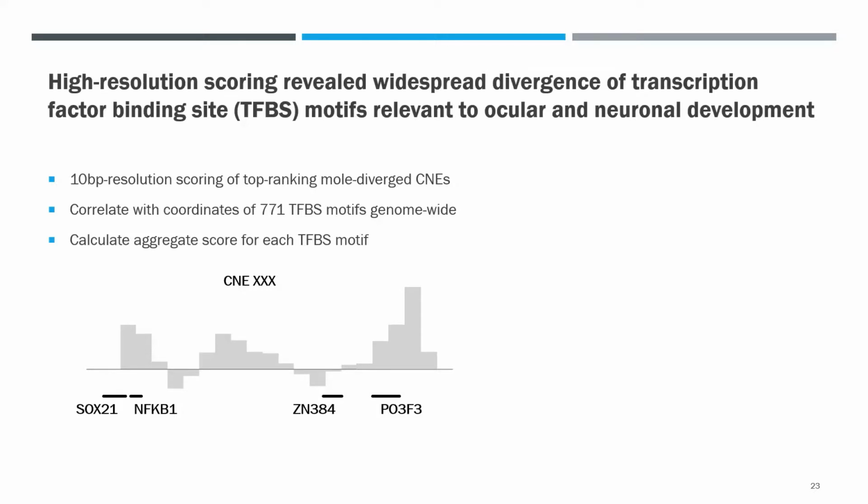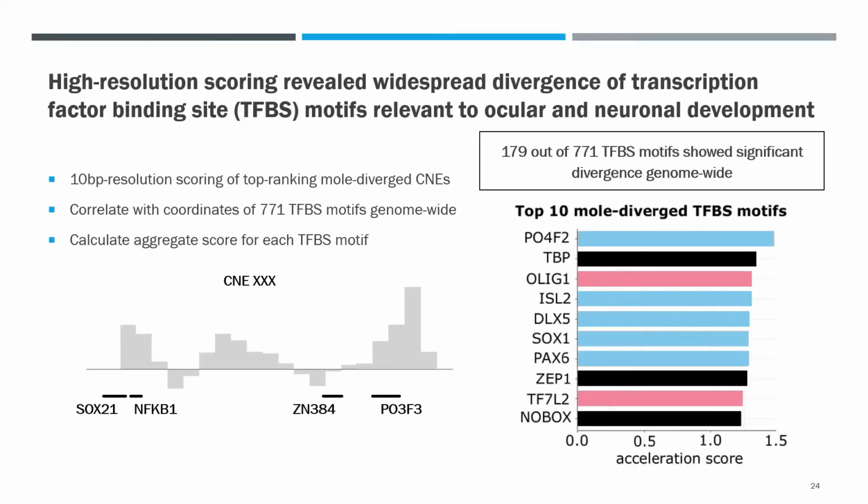And after we do this, we find out that there are 179 TFBS motifs that are significantly diverged genome-wide, the top 10 of which are shown over here. And similarly to what we saw before, there are a lot of these TFBS motifs that are known to be involved in ocular and neuronal development. So this, again, is a consistent finding.